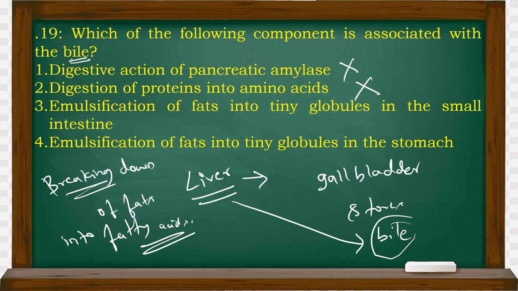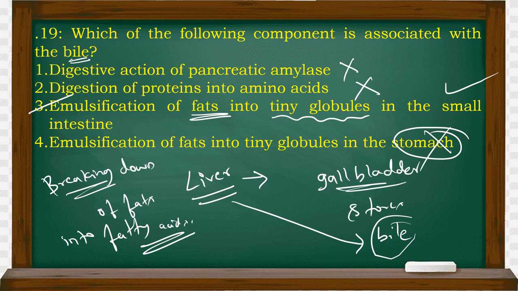Option number 3, emulsification of fats into tiny globules in the small intestine. The meaning of this statement is that the fats are broken down into smaller pieces in the small intestine, and this is the correct answer. And the fourth option, emulsification of fats into tiny globules in the stomach. This doesn't happen in the stomach, rather it happens in the small intestine, because the small intestine is in direct connection with the gallbladder. The gallbladder transports the bile juice into the intestine, where the fats are broken down into fatty acids. So option number 3 is the correct component that is associated with the bile juice.